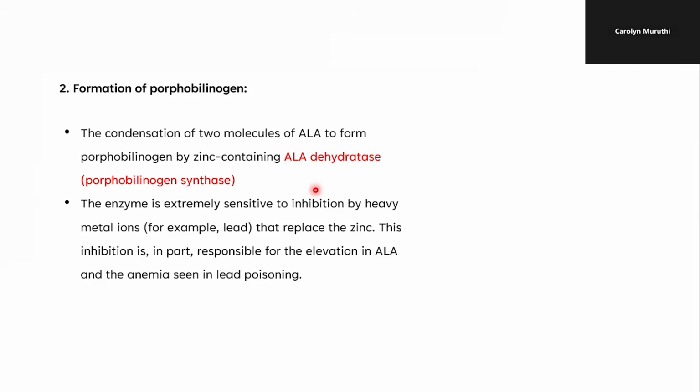This enzyme is extremely sensitive to inhibition by heavy metals, including lead, which tend to replace the zinc. This inhibition is in part responsible for the elevation in delta aminolevulinic acid and anemia seen in lead poisoning.